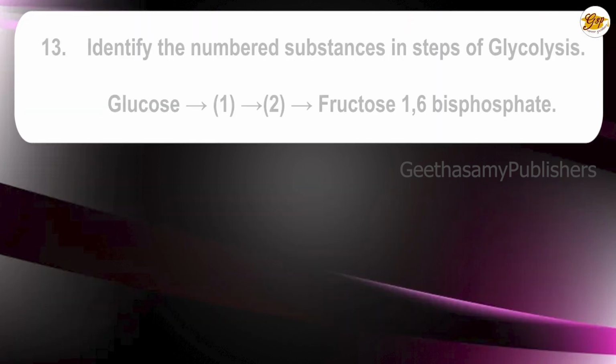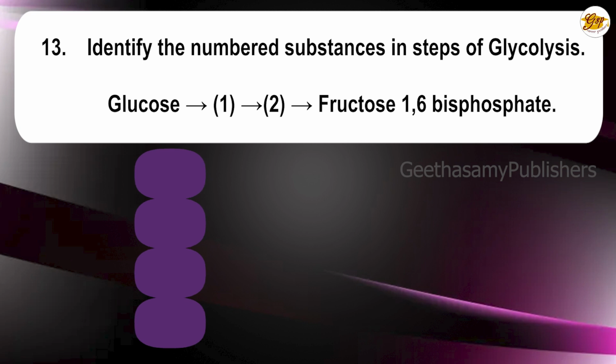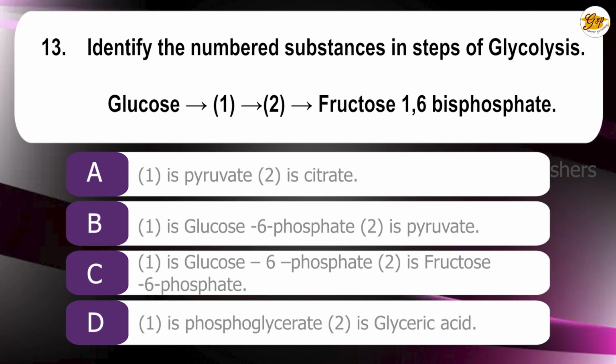13th question. Identify the numbered substance in steps of glycolysis. Glucose, fructose 1,6 phosphate. So the choices are A. One is pyruvate, B. citrate, one is glucose 6 phosphate, 2 is pyruvate. C. One is glucose 6 phosphate, 2 is fructose 6 phosphate. D. One is phosphoglycerate, 2 is glyceric acid. The correct answer is C. One is glucose 6 phosphate, 2 is fructose 6 phosphate.